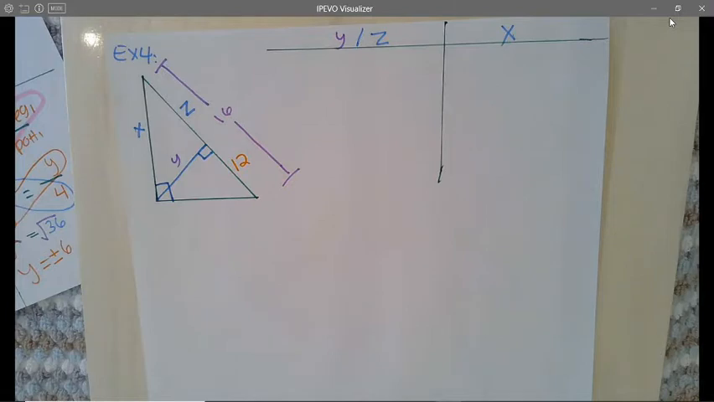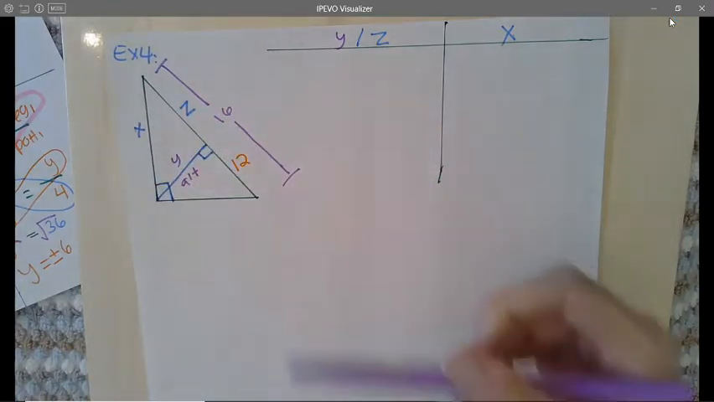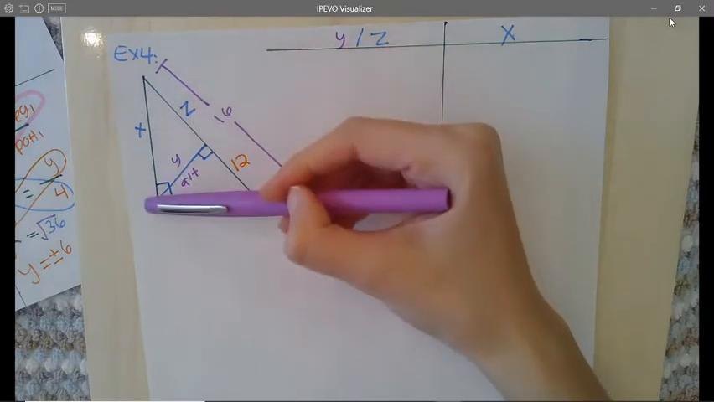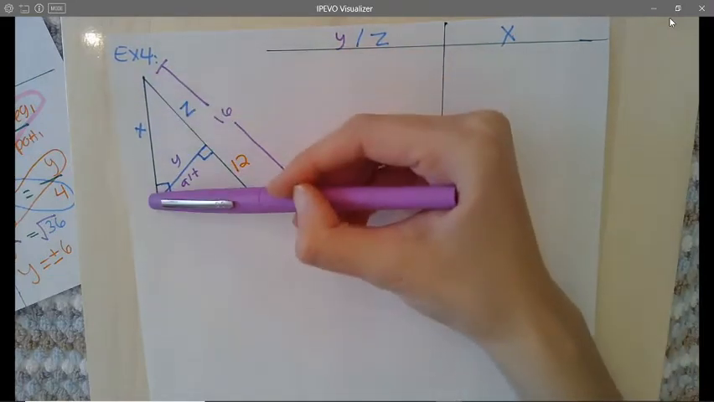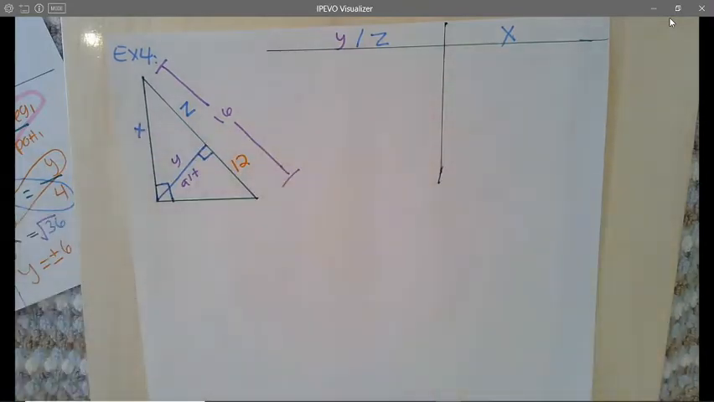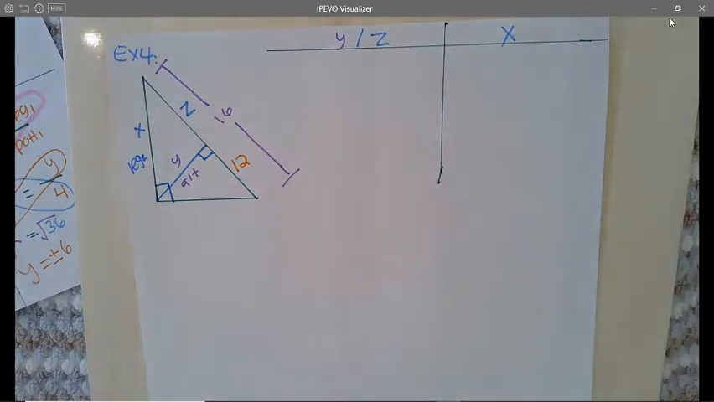First, I'm going to label all the parts of my picture. Which we already know, this is the altitude. X is located on the leg of my right triangle because it's on the 90-degree angle. So X is going to be a leg. I'm going to call it leg 2. It doesn't really matter, it could be leg 2 or leg 1.